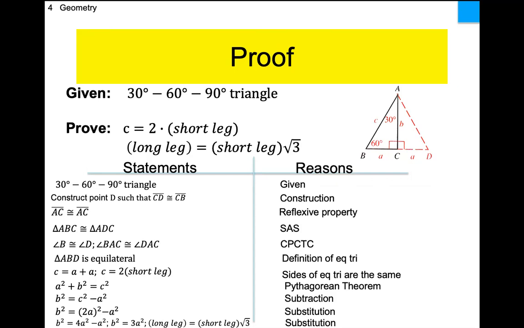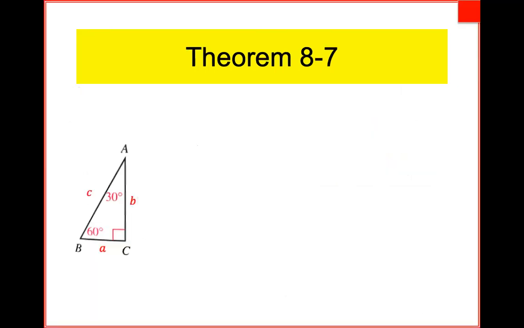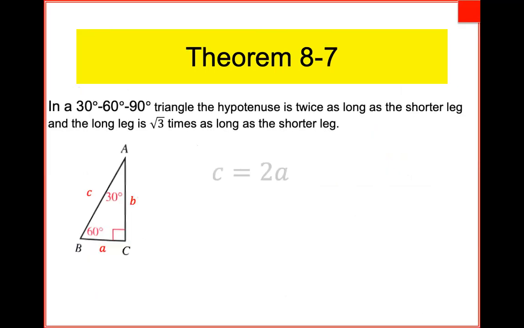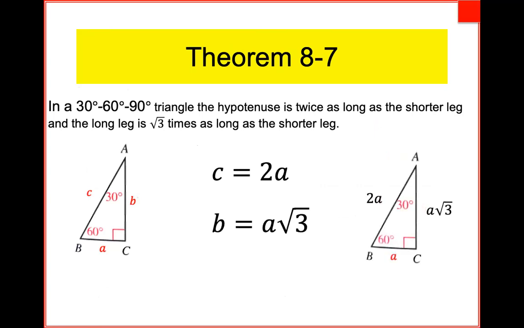But basically it tells us these two statements, which is your next theorem. Some books write it as two separate theorems, but we'll write it as one. So this is 8-7, and it says those two basic statements right there. I like this triangle better because it puts the formulas where they need to go. The short leg is equal to a, the medium leg is equal to a root 3, and the hypotenuse is double a.